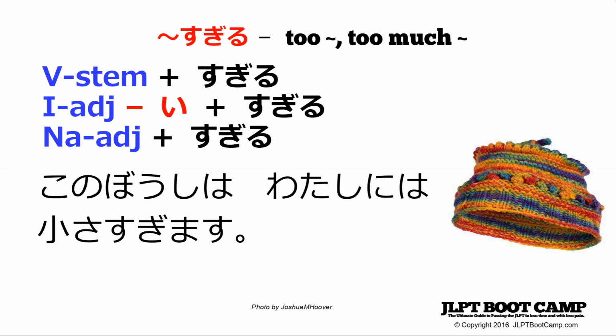Kono boshi wa watashi ni wa chisasugimasu. So kono is this, boshi is hat, wa is the topic marking particle, watashi is I, and then ni is for, and then wa is the topic marking particle. So for me in particular is kind of the translation there for ni wa. And then chisai is small. You chop off the i, and then you add sugimasu to mean too small. So this hat is too small for me. Maybe it's big enough for other people, but for me, it's too small.